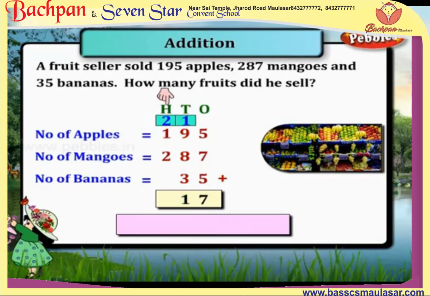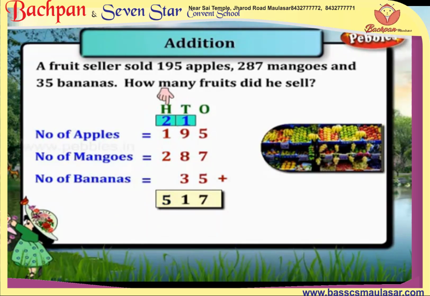Now add the numbers in the hundreds column. 2 plus 1 plus 2, that is equal to 5. Write 5 in the hundreds column. So the answer is total number of fruits sold is equal to 517.